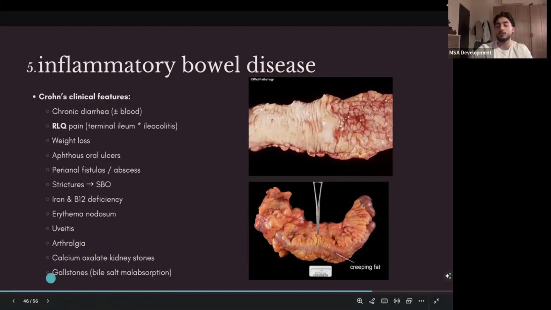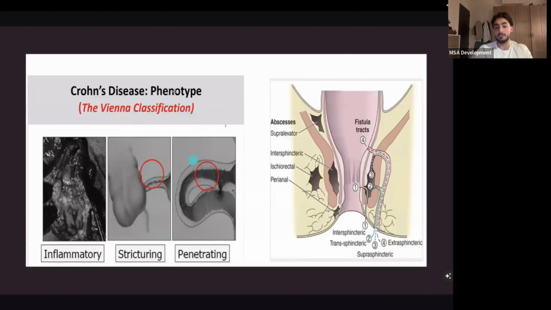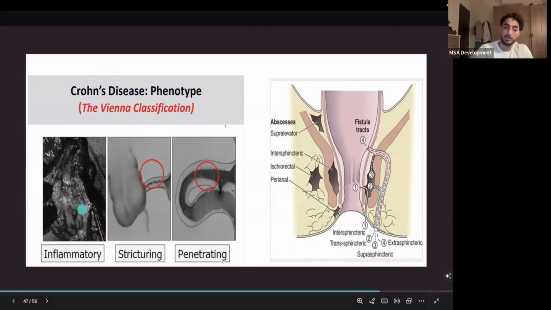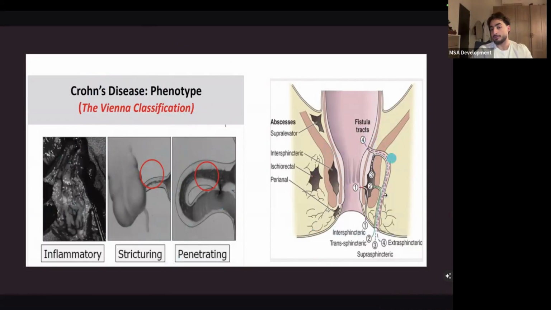Okay. And gallstones for a very similar reason. You get malabsorption of bile salts, and that's going to cause oversaturation of cholesterol inside of the bile, and it's going to cause gallstones. Okay. This is a picture that I want you guys to know. We can characterize the phenotype of Crohn's disease based on whether it's inflammatory, if it's stricturing, or if it's penetrating. These are also a couple different manifestations that you could see of Crohn's disease. So the different fistulas and the different abscesses that you could see in Crohn's disease. So it's called the Vienna classification.